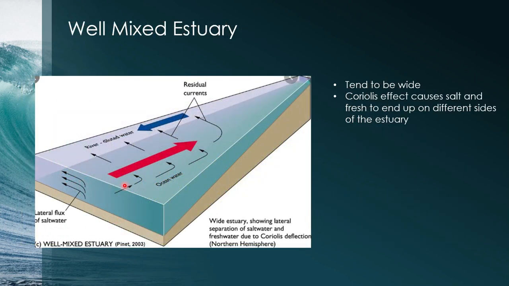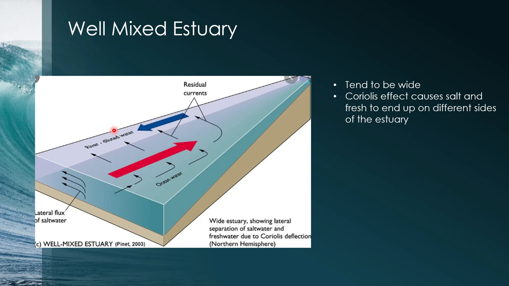Now, a well-mixed estuary is really very interesting. A well-mixed estuary tends to be very, very big, all right, very, very wide. And because of that, we actually have the Coriolis effect, causing salt water to end up on one side of the river or the estuary, and fresh water to end up on the other side of the estuary. So rather than it being sort of an up and down difference, it tends to be side to side, where we have ocean water on one side and river water on the other because of that Coriolis effect taking place.